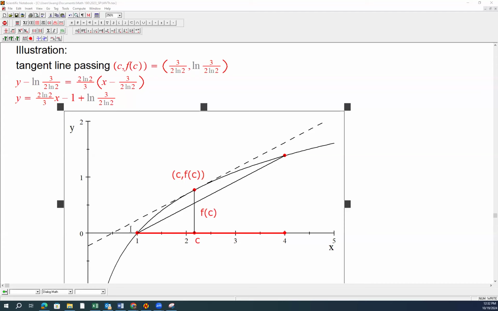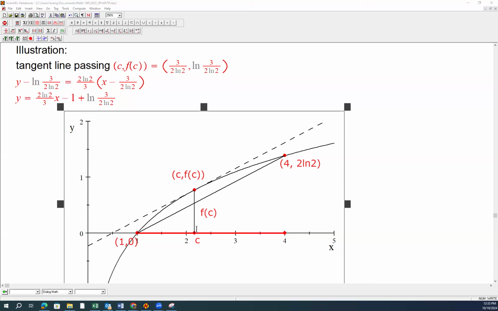And passing this point, there's a tangent line. So this broken line is the tangent line. This tangent line is parallel to the line connecting the endpoints. The first endpoint is 1, 0, right? The second endpoint here is 4, 2 times ln 2. So this is the whole picture of what we are doing here.